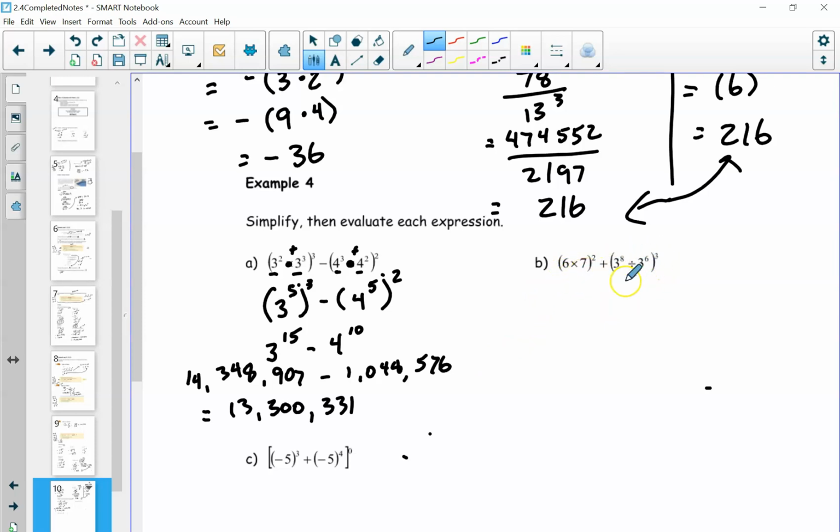Okay, let's go to this one. Now we've got a 6 times a 7 in brackets squared. Well, that's nice and easy because we always do what's in the brackets first, right? BEDMAS. So really this is just 42 to the power of 2. Okay, we didn't really change anything there.